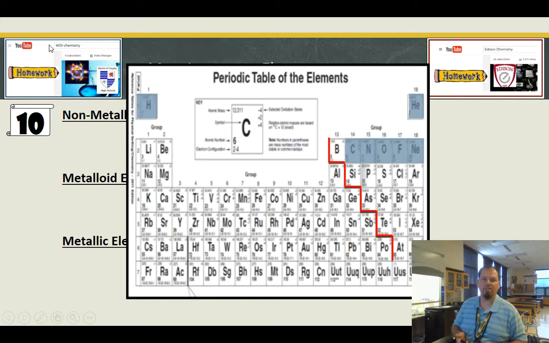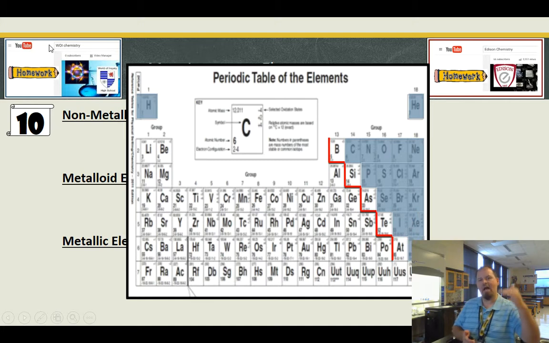So above and to the right, notice the elements that I'm shading in are not touching the actual staircase. They're not on it, okay? Those are special elements, the ones that are right next to it. So those are all of the non-metals. The bulk of this chart is, of course, metals.